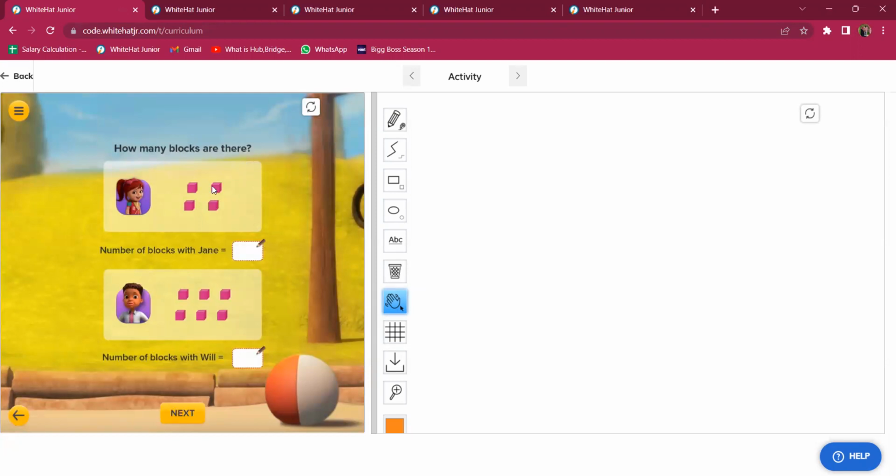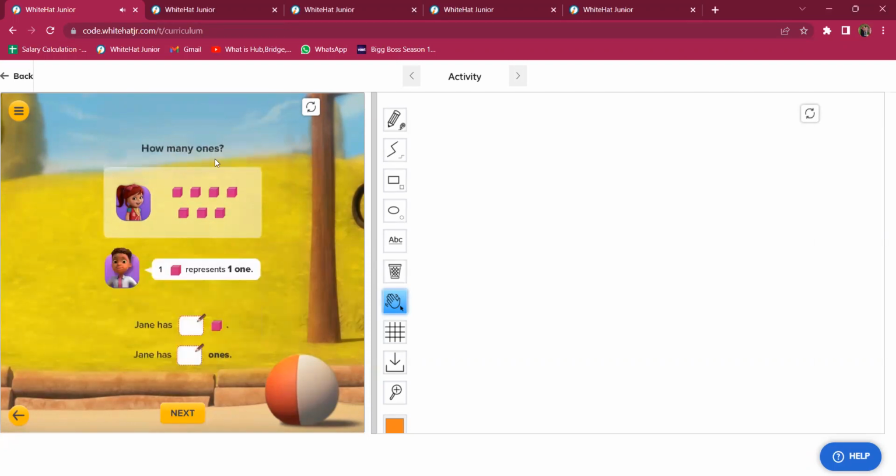Here you can count 1, 2, 3, 4. So here we have 4 blocks. So we'll write 4. Here we have 1, 2, 3, 4, 5, and 6. So we're going to write 6. After writing this, we'll go to the next question.